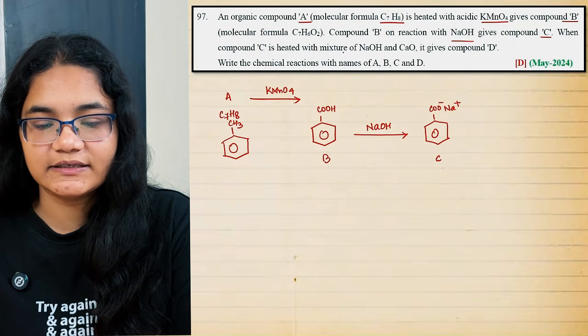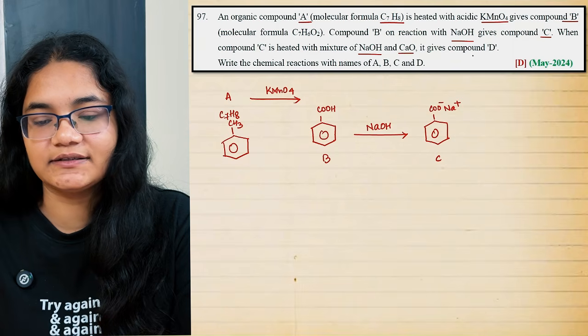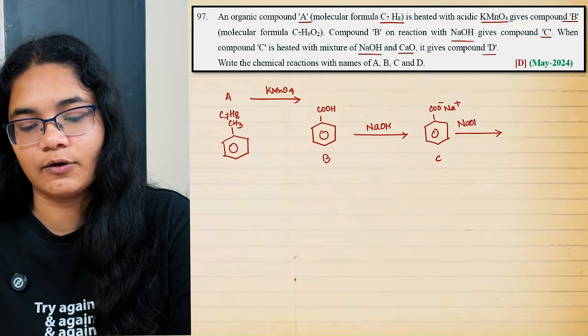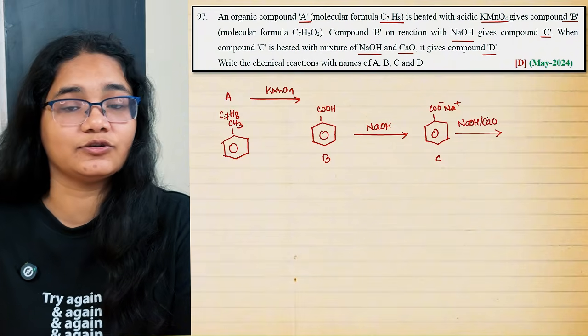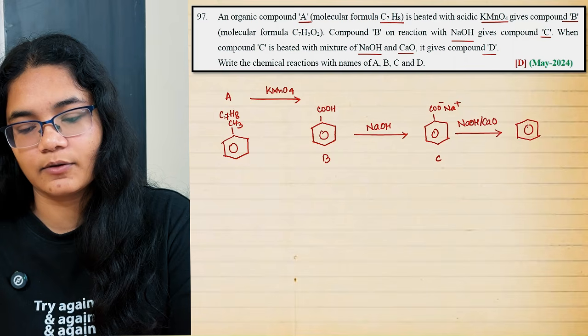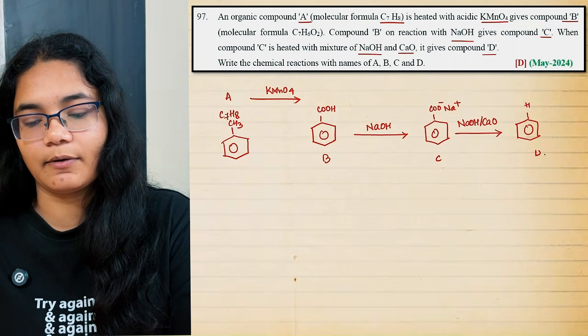Now, when compound C is heated with a mixture of NaOH and CaO, it gives you compound D. So, when you have NaOH and CaO, this is soda lime. That is your decarboxylation reaction. So, it gives you normal benzene here. This is compound D here.